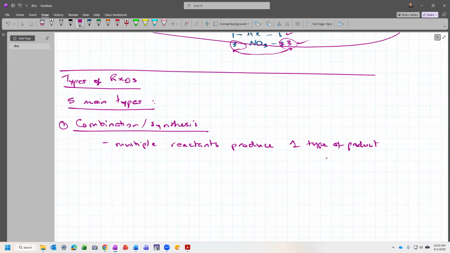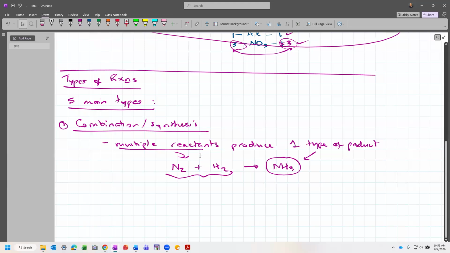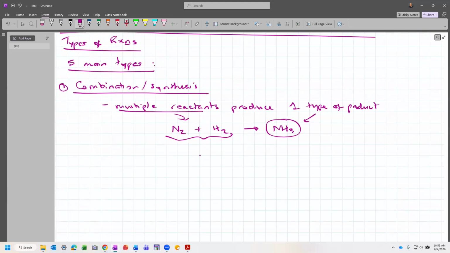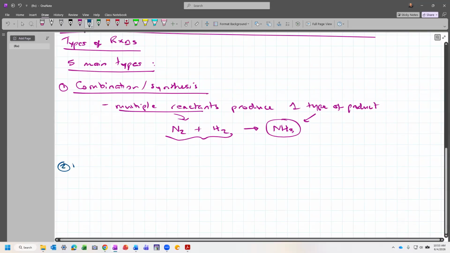Okay, and we already just actually looked at one example of a combination or a synthesis, which is the nitrogen combining with hydrogen to produce ammonia, NH3. All right, so I have my one type of a reaction, and I have multiple, okay, more than one, multiple meaning more than one reactant. So that's a combination or a synthesis. Now, the opposite of this is called a decomposition.